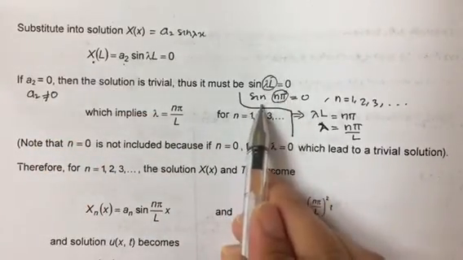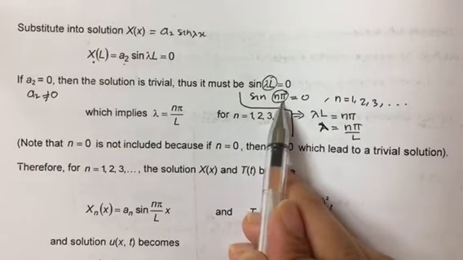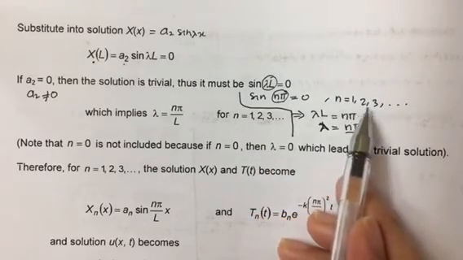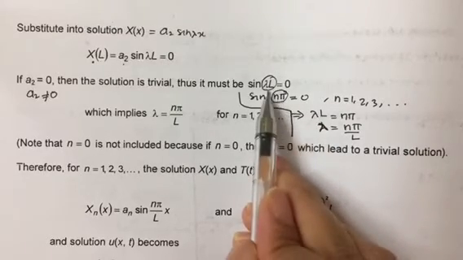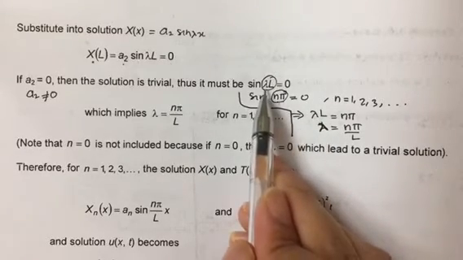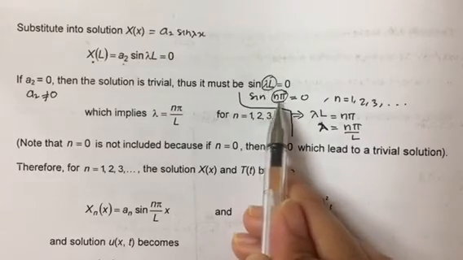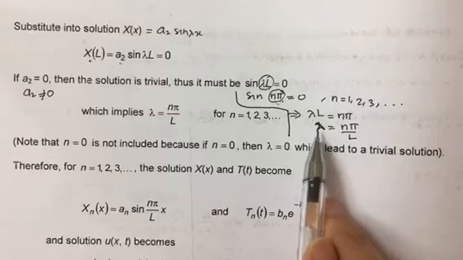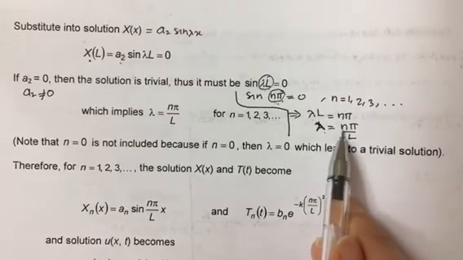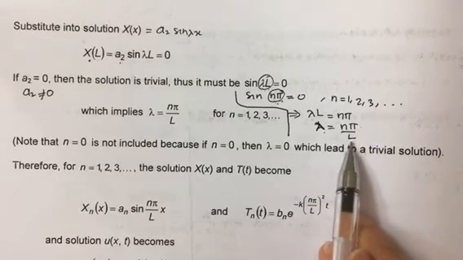And then we know that sin n pi for n equal to 1, 2, 3 and so on is equal to 0. So we compare these two terms, compare lambda L and n pi. So from here we can find lambda. Lambda is equal to n pi over L.